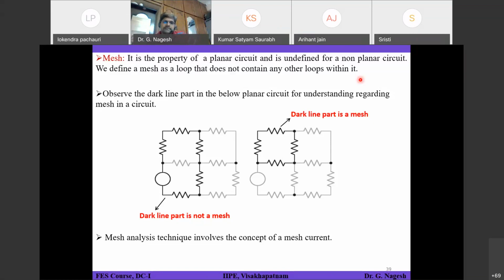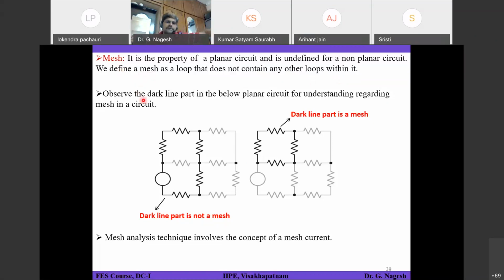When you talk about mesh, we define a mesh as a loop that does not contain any more loops within it. So you can call a loop a mesh only in such a scenario that there are no more loops within it. Okay, I hope I am clear. A mesh will not contain any more loops within it, then only we will call it a mesh.